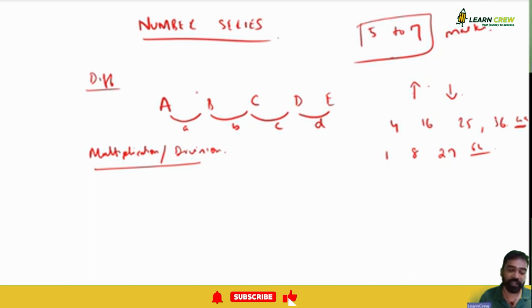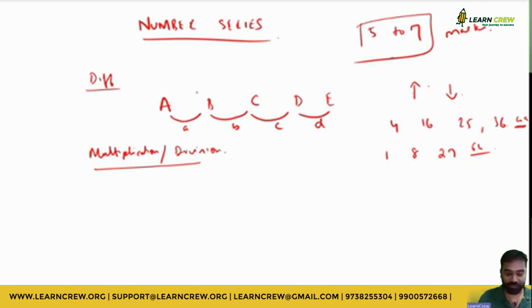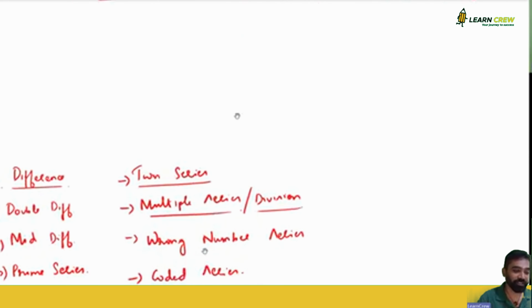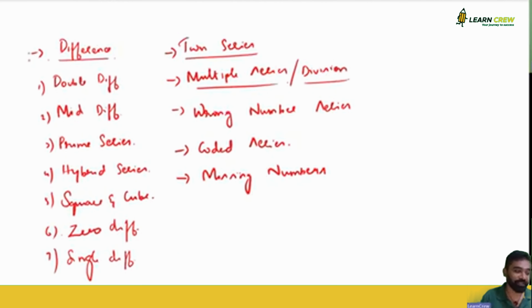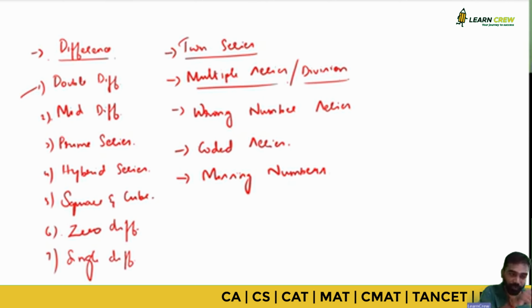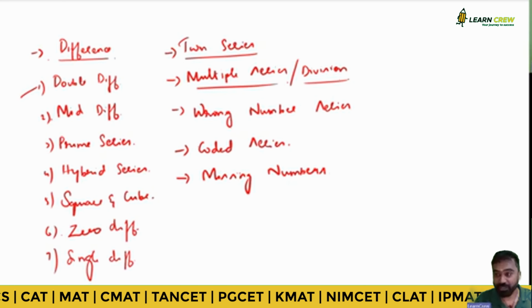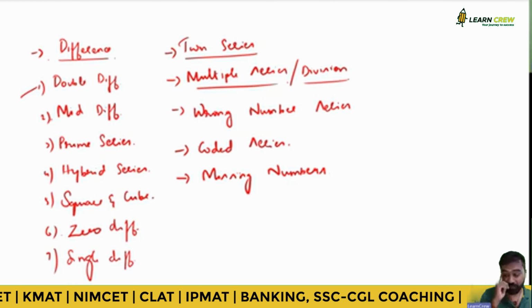And again, coming under difference series, there are multiple options. What are those multiple options? You have something called a double difference, where initially you find the first difference and you cannot identify the pattern. Again, you go to the second difference, and you might be able to identify the pattern between them. Then you need to find the answer.